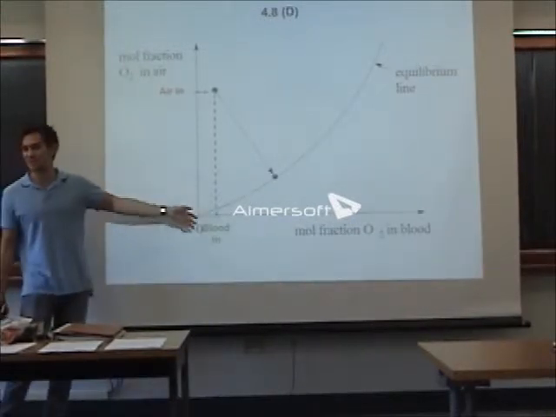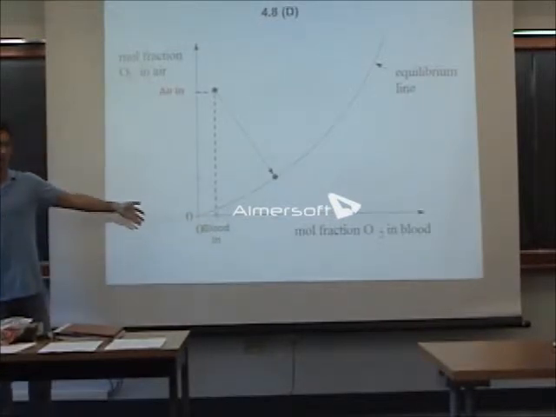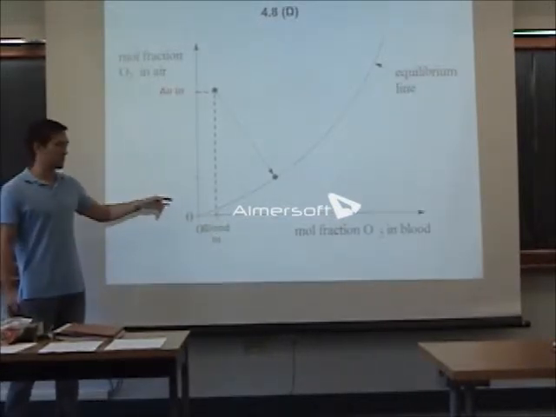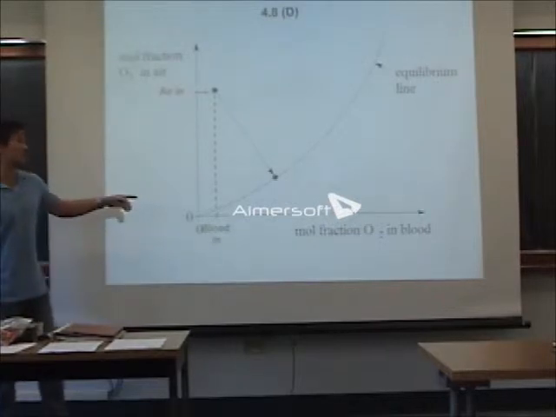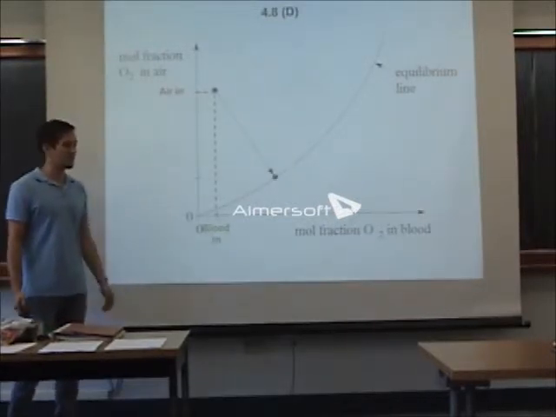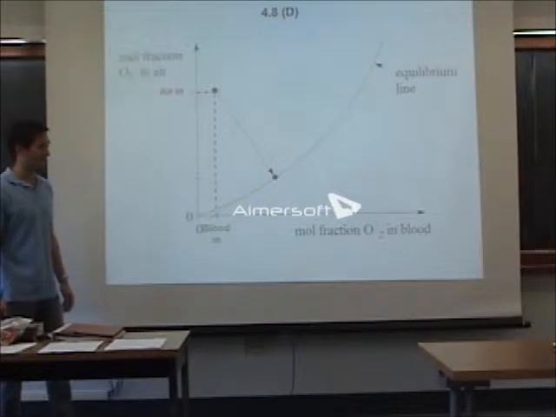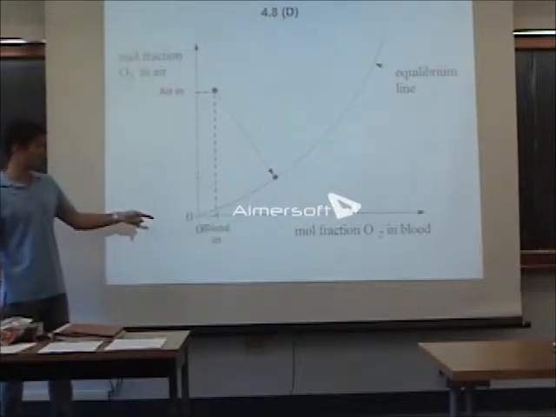What do you think is going to happen next? What happens to the plot? Does the equilibrium line change? Yes, the equilibrium line is going to change. In which direction? It's going to move down because you're going to be absorbing less blood or less oxygen. It's going to move down?